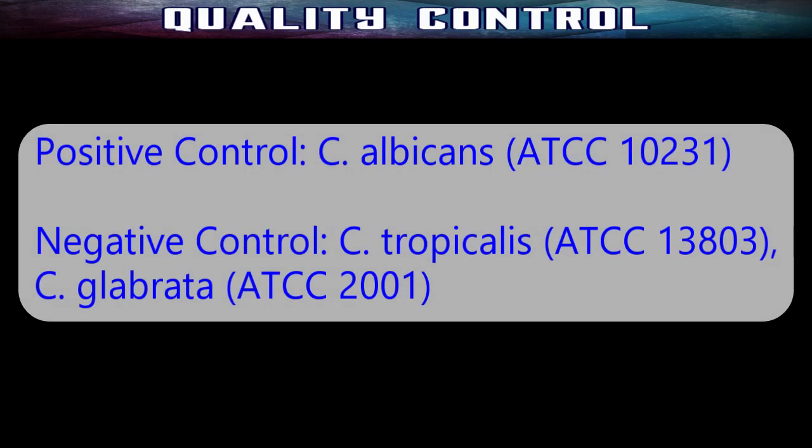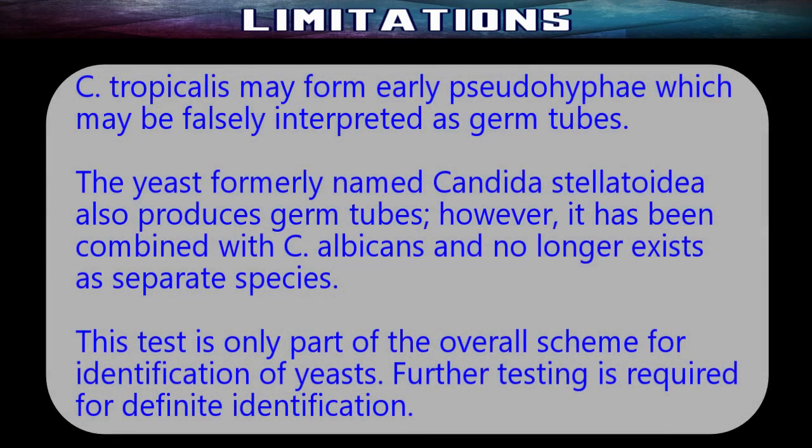Quality control of the germ tube test: positive control is Candida albicans, and negative control is Candida tropicalis, or you can use Candida glabrata. Limitation of the test: Candida tropicalis may form early pseudohyphae which may be falsely interpreted as germ tubes. The yeast formerly named Candida stellatoidea also produces germ tubes. However, it has been combined with Candida albicans and no longer exists as a separate species.